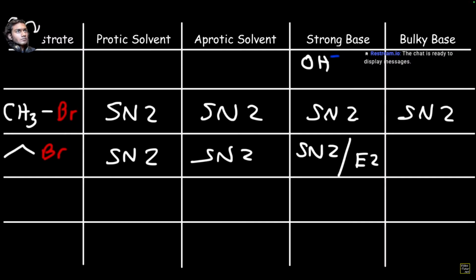SN2 reactions work with substrates that are not sterically hindered. But if it is, then the E2 can win in competition against the SN2 reaction. So if you have a sterically hindered base and a primary substrate, it's going to favor the E2 reaction. But if the substrate is not sterically hindered, then it's going to be SN2. Let's say you use a strong base like hydroxide or even methoxide.